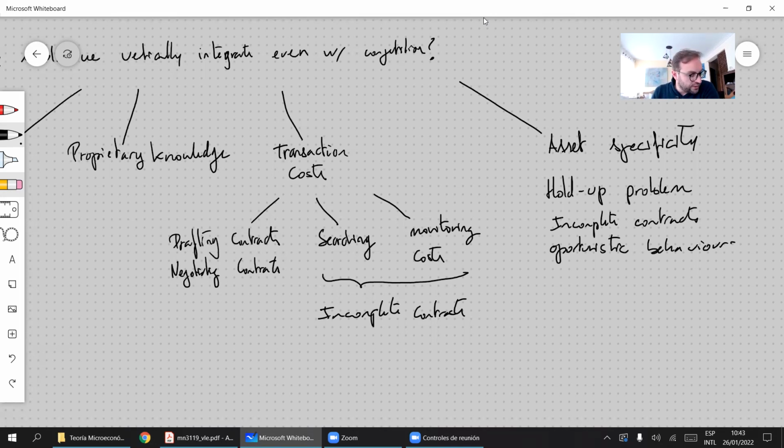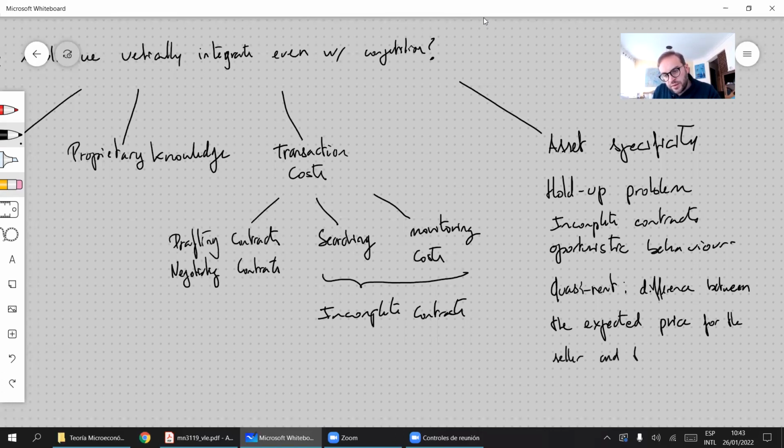There is one bit of terminology that I need to add, which is called quasi-rent. The quasi-rent is the difference between the expected price for the seller and the actual price, right? And the actual price.